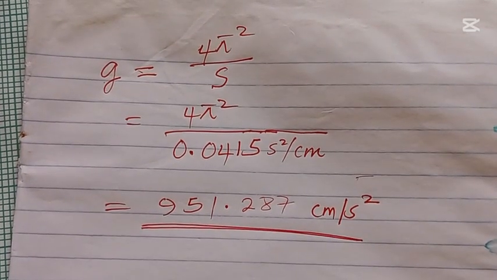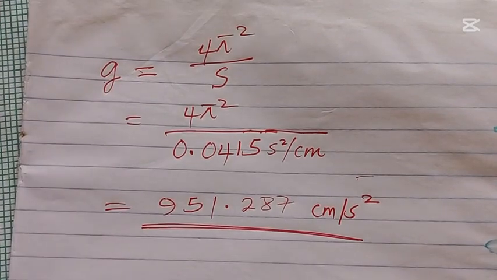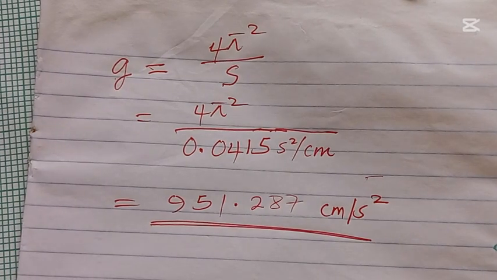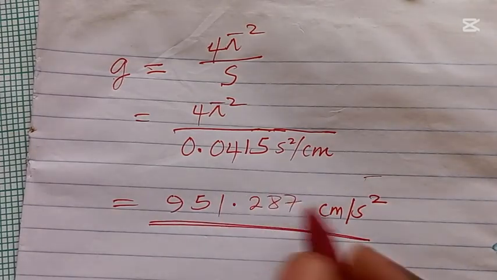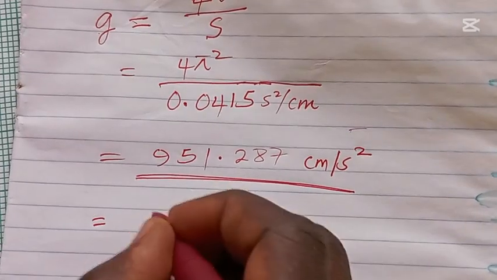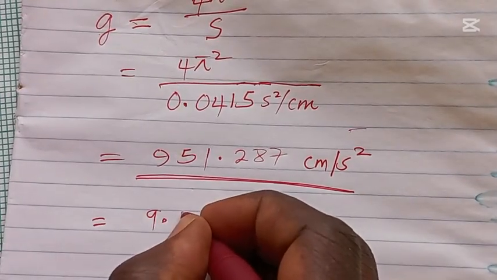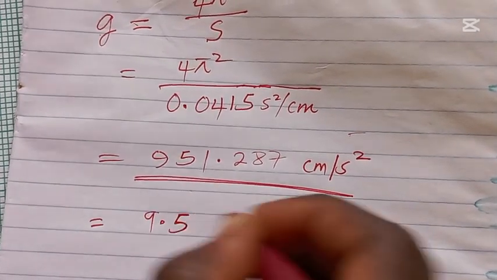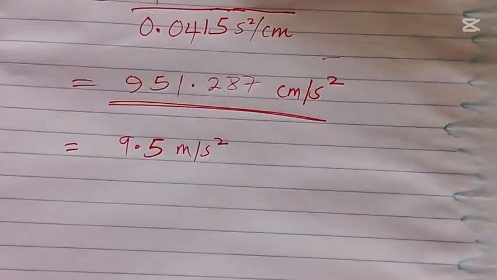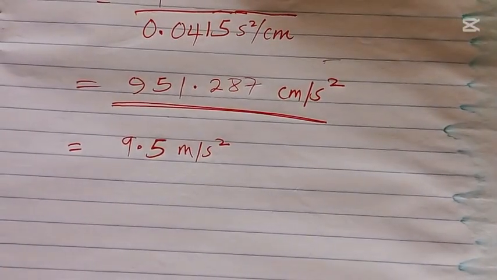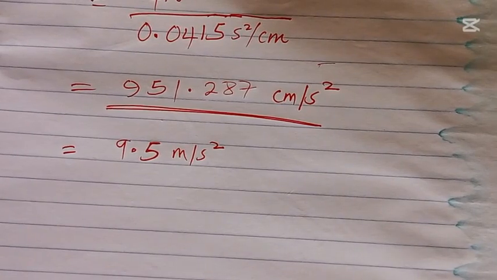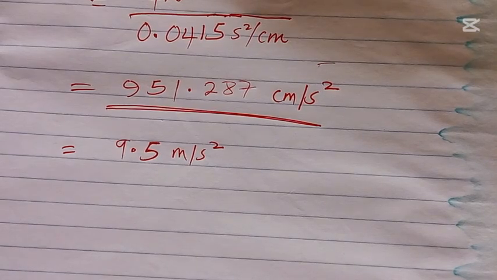Now if I need my g in meter per second square, because this one is in centimeters per second square, I will now divide it by 100 to change the centimeter to meter. So this will give me approximately 9.5 in meters per second square, 9.5 according to my observation. So g should be a minimum of 9.8, but now I got 9.5. So this means there is some error.